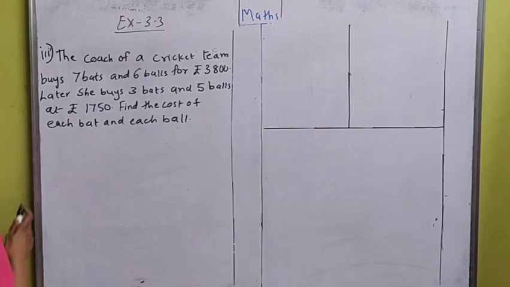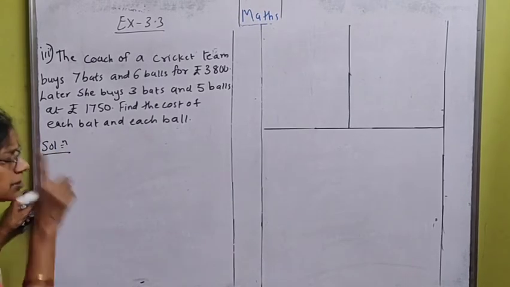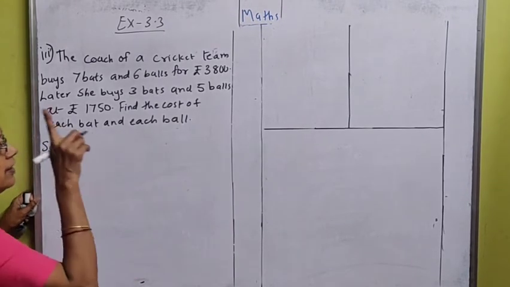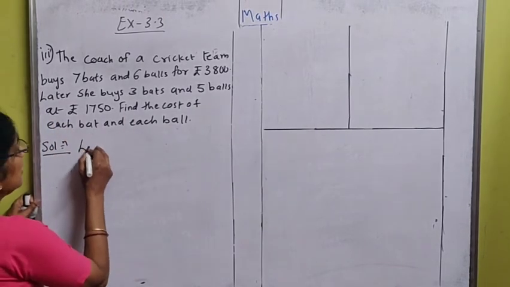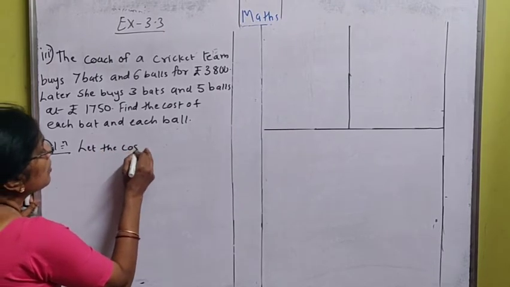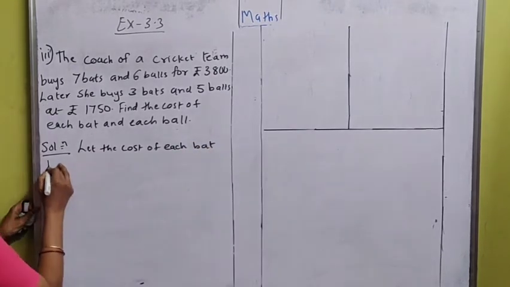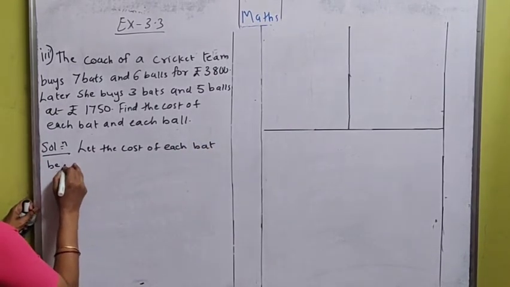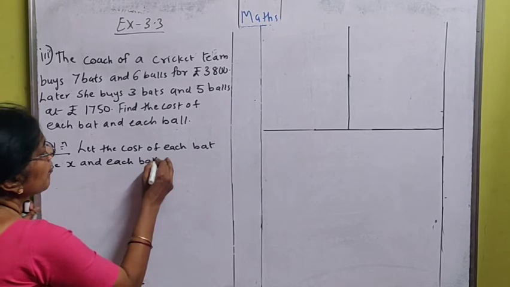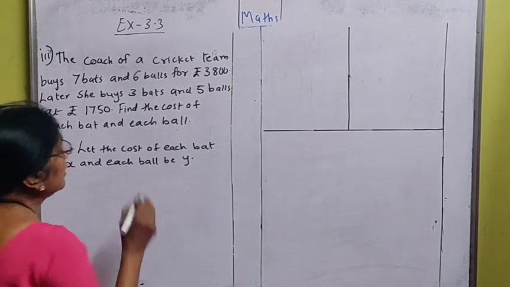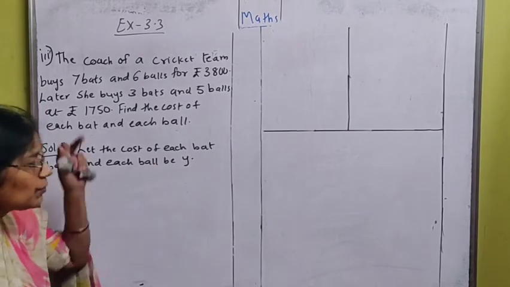So what shall we have to do? We have to suppose. What shall we suppose? Let the cost of each bat be x and each ball be y. So we have taken the cost of each bat as x and each ball as y.